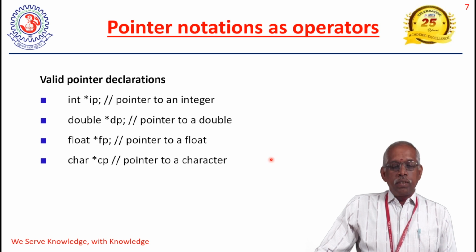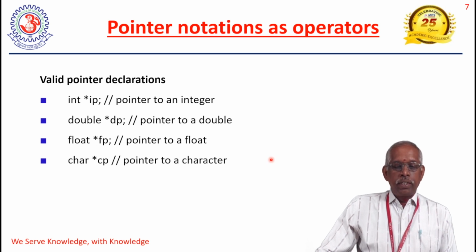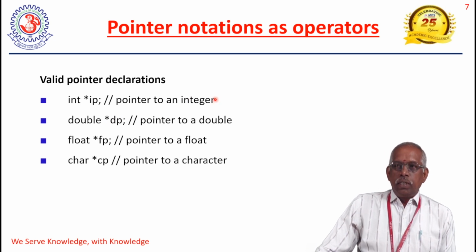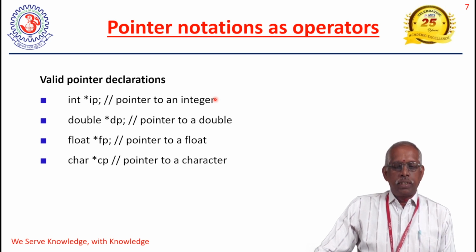These are some examples of valid pointer declarations. We follow with, say, integer data pointer. So IP, I am creating as a pointer with a star symbol. So this is pointing to an integer. This integer pointer can hold only integer data. That is a restriction with the pointer. Only a particular data type we can store in that address.